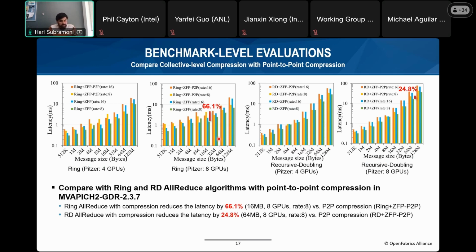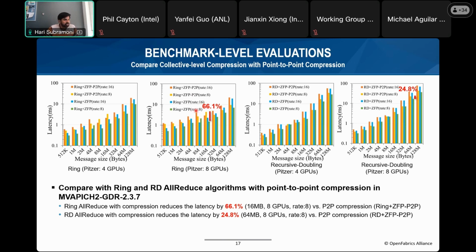So one thing to note here is that with point-to-point compression, each message will have to be compressed and decompressed because of the layering of MPI, because the point-to-point level does not have any state information as to what happened before and what is going to happen next. So each message will have to be compressed and decompressed. So there is a lot of additional steps involved and a lot of additional computation involved for compression and decompression at each step.